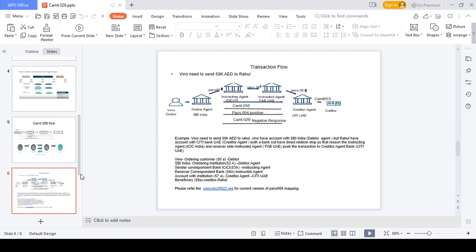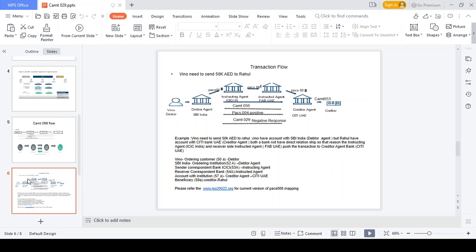Next slide. Let me take one simple example. Vino needs to send 15k AED to Rahul. Vino is an Indian customer. Rahul is a UAE customer. Vino has an account in SBI India. Rahul has an account in Citibank UAE. But SBI India and Citibank UAE don't have a direct relationship.